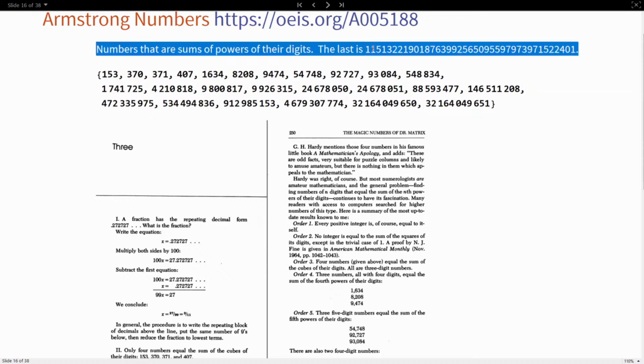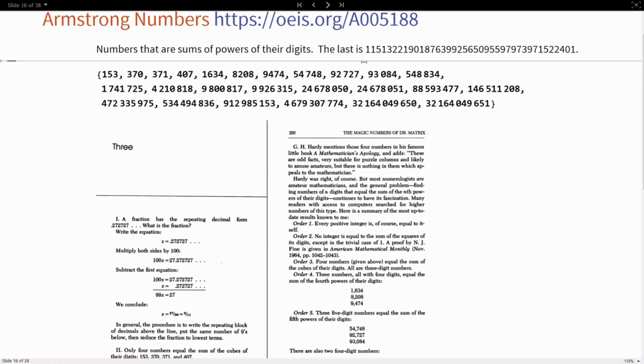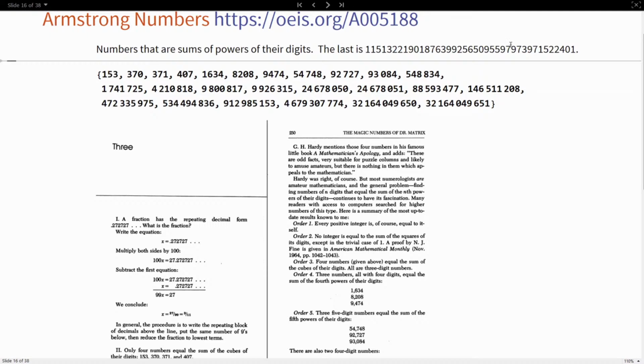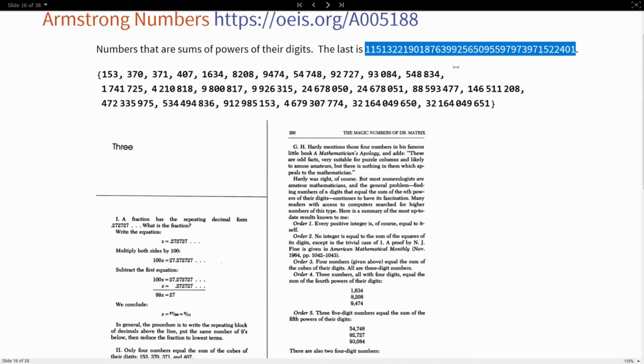The last, there's only a finite number of these that are equal to the sum of the powers. This is the last one. This number, you can add powers. I forget what power it is, but if you add up the powers of all these digits, you get this original number.